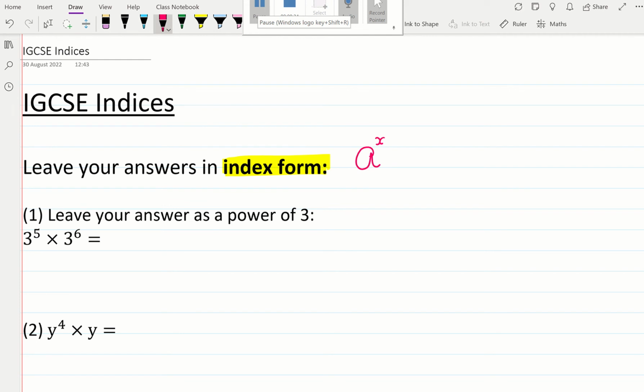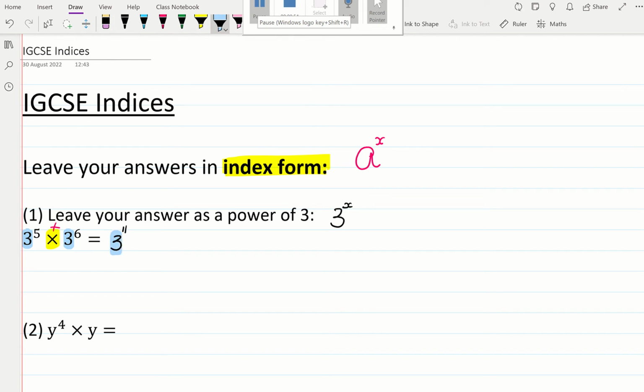The question can also be worded differently. The first one says, leave your answer as a power of 3. So you're going to have 3 to the power of something. When we multiply and we have the same base number, which is 3, we add the powers. So 5 add 6 gives us a power of 11, and it's 3 to the power of 11. So the base doesn't change.